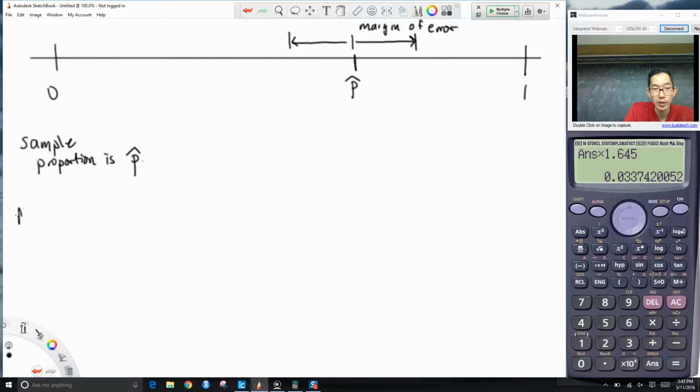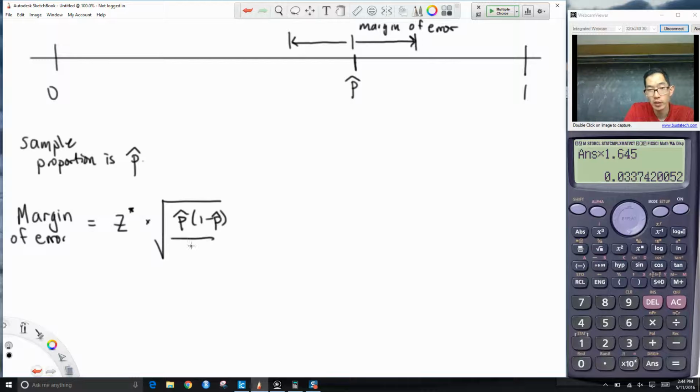So your margin of error is what? Z star times the square root of p hat times 1 minus p hat over n, okay? And so this just produces, inside your confidence interval, these are plausible values of population proportion p.